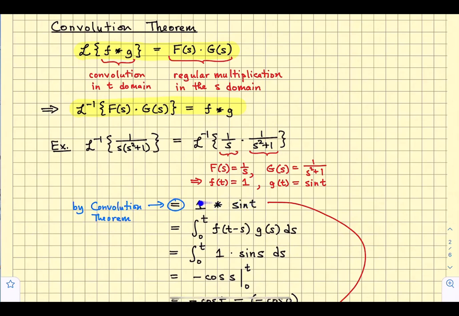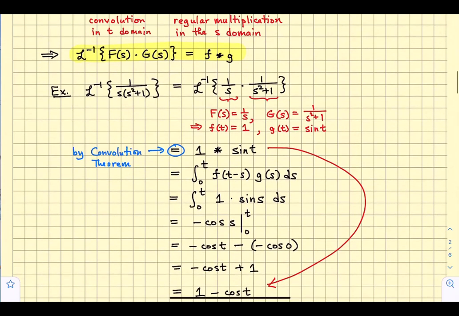And now we can compute this using our integral definition. This is playing the role of our f. This is playing the role of our g. So if this is f of t, then we would write f of t minus s times g of s integrated with respect to s from 0 to t. But since f is just the function 1, then f of t minus s is the function 1. If g of t is the function sine t, then g of s is sine s. Now we have just a straightforward integral of sine s ds.